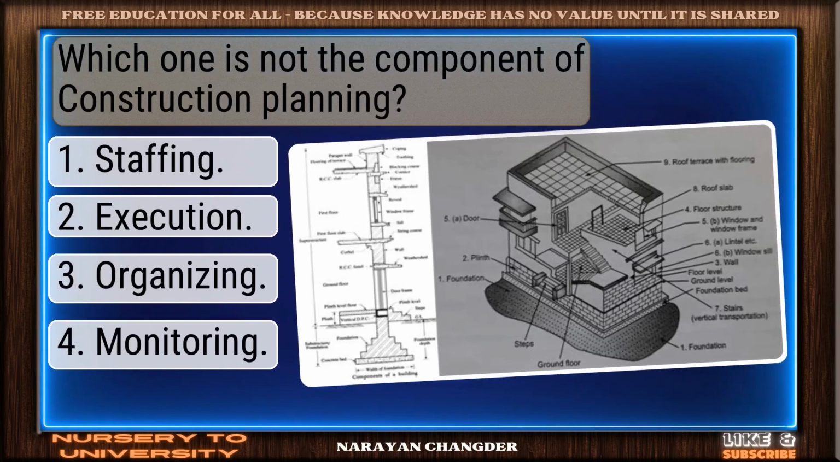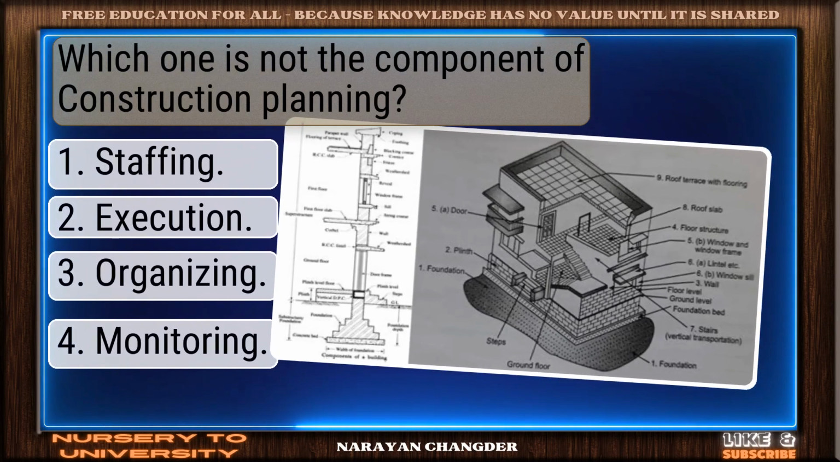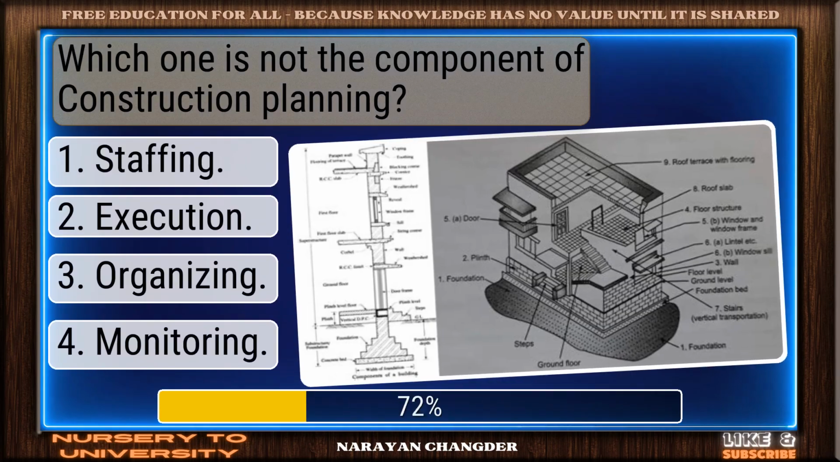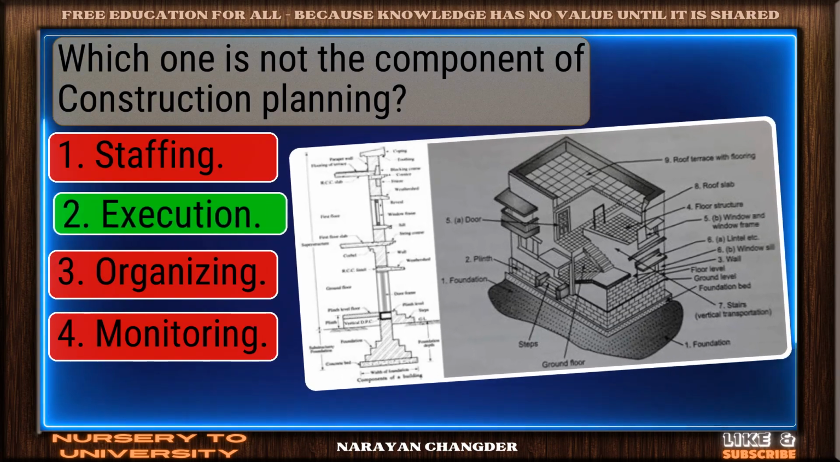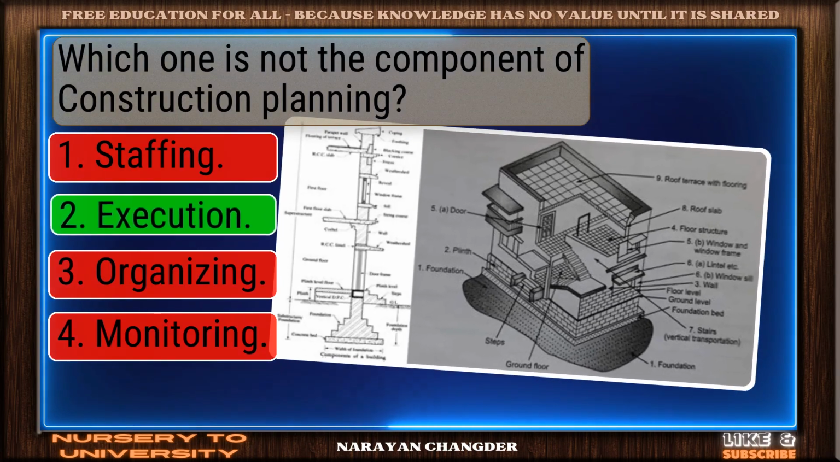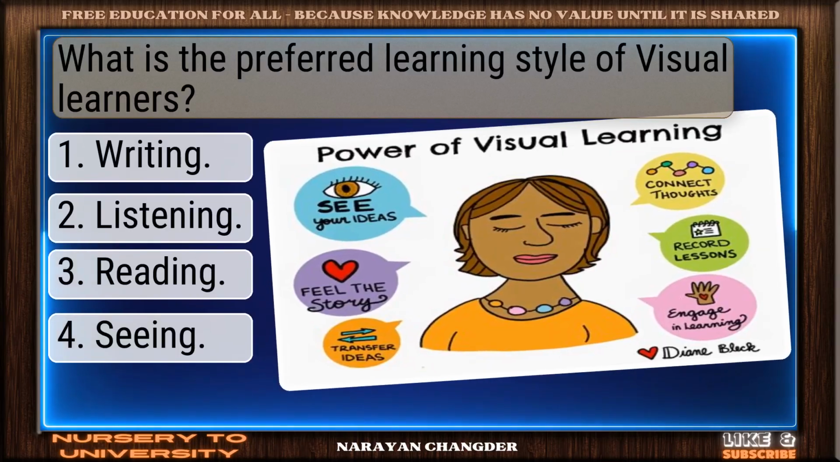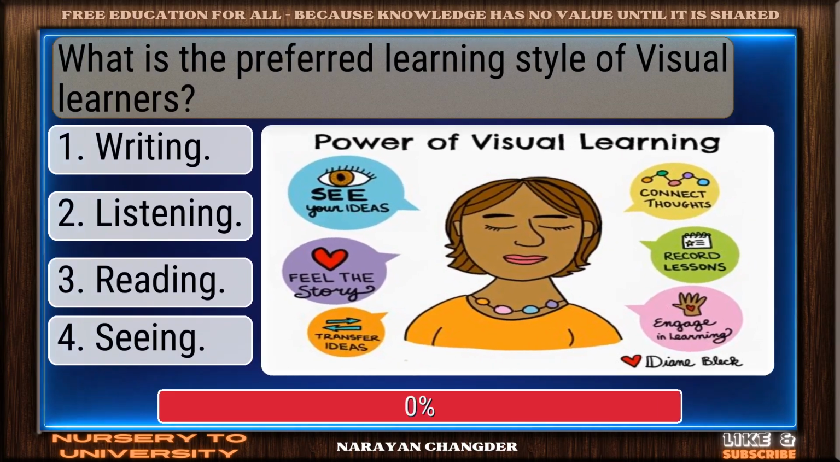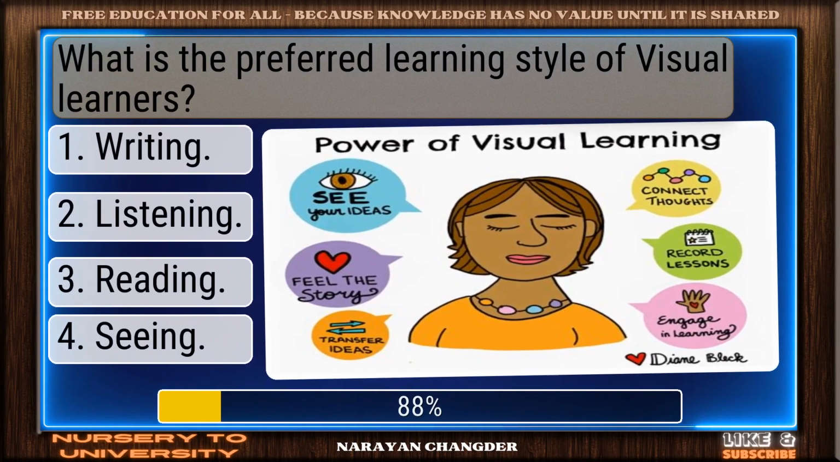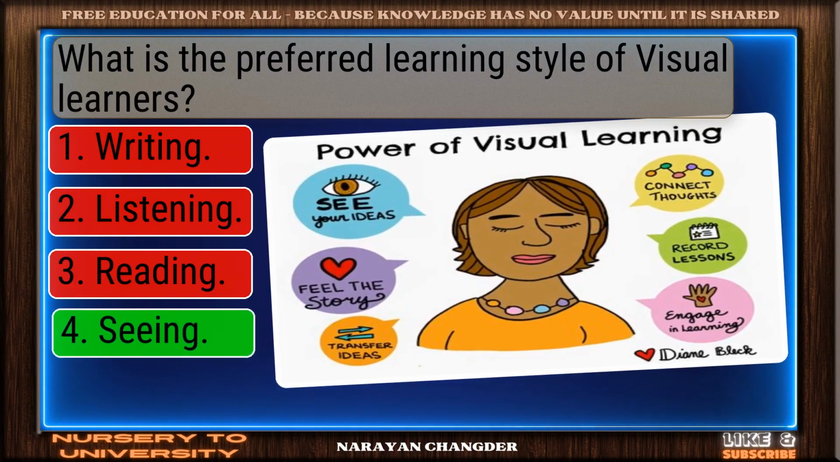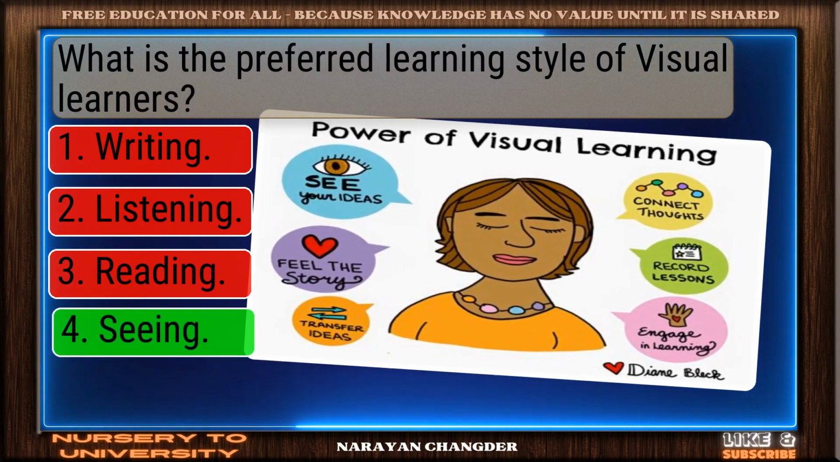Which one is not the component of construction planning? Clear logic. Your choice execution is sound and 100% true. What is the preferred learning style of visual learners? Well reasoned. Seeing is the correct choice.